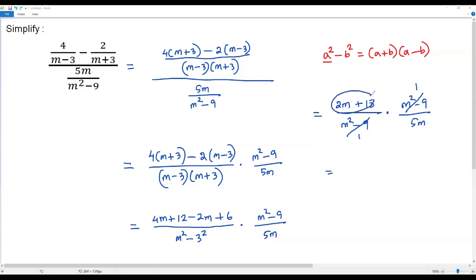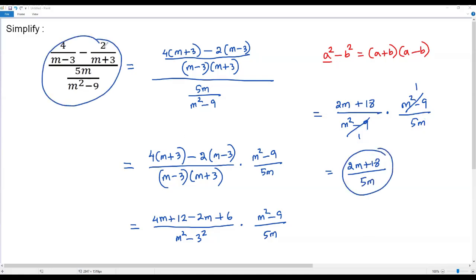So when I multiply this numerator by this numerator 1, I'm getting 2m + 18 in the numerator. Now I have to multiply the two denominators, 1 and 5m. 1 times 5m is 5m. So now this is the simplification of the given complex fraction.